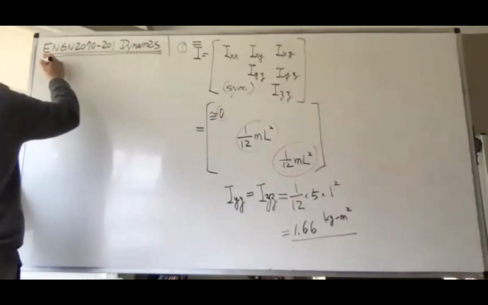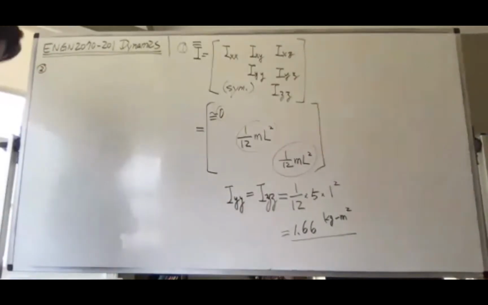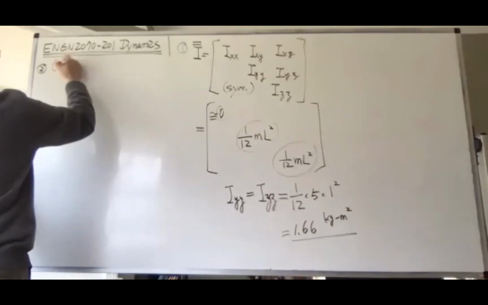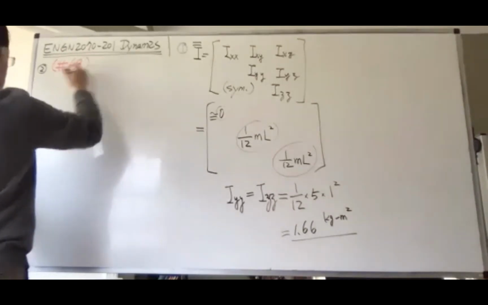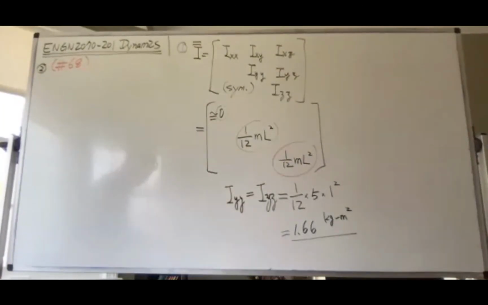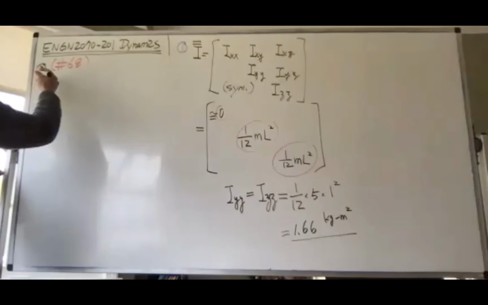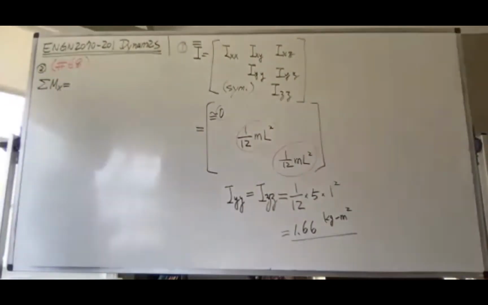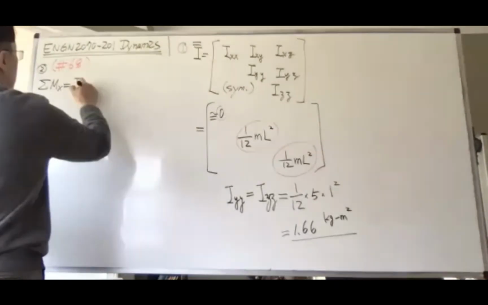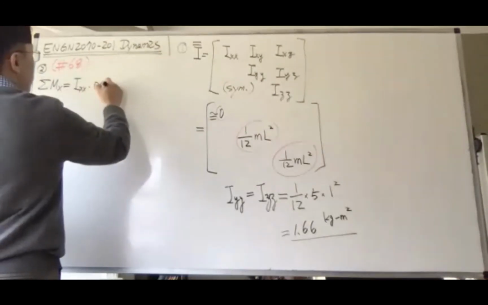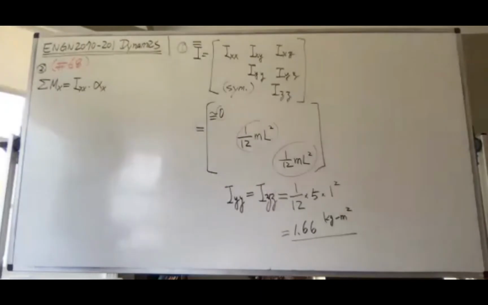So step 2, we're going to recall this general form for moment equilibrium in the 3-dimensional equation of motion. It's from my note 68. From here, what do we have? We have the summation of the moment in the x direction equals the mass moment of inertia Ixx times the angular acceleration in the x direction. So it's alpha x, right?